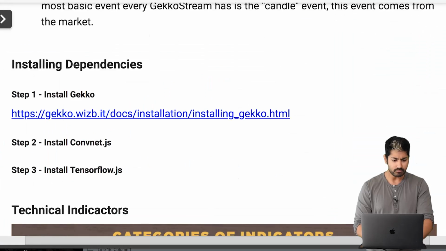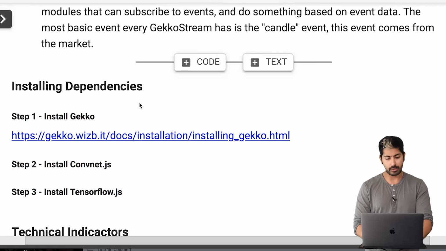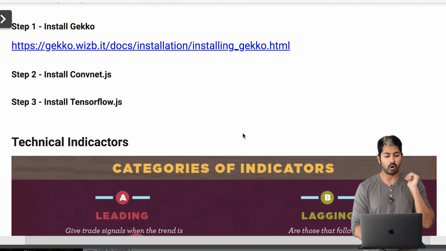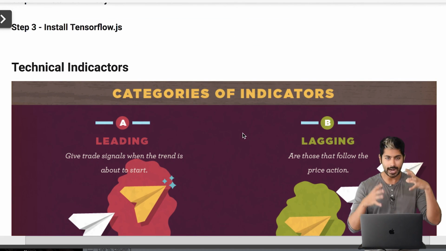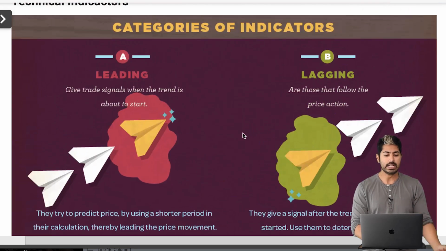Now, that was our first step. We installed it, and now we're going to install the rest of the machine learning to actually make our own strategy. But before I do that, let me also say this.